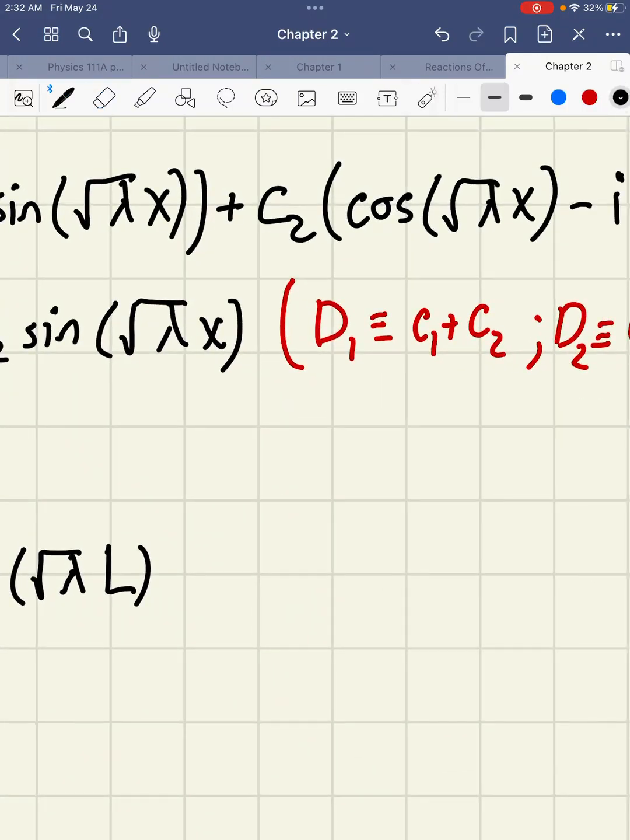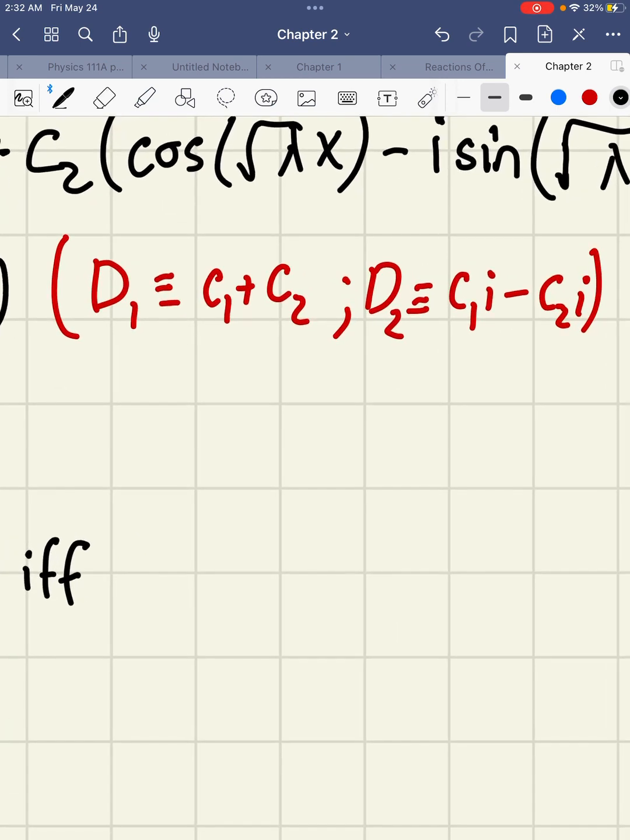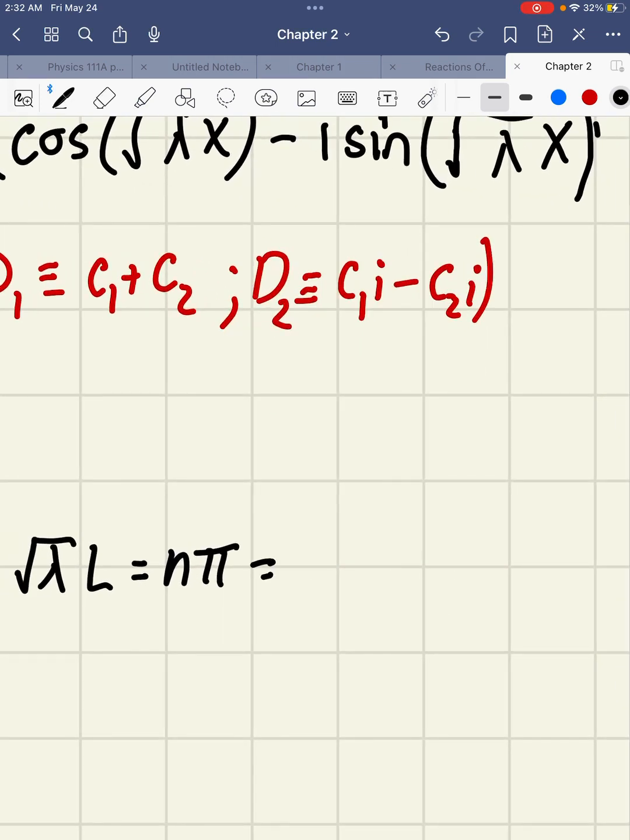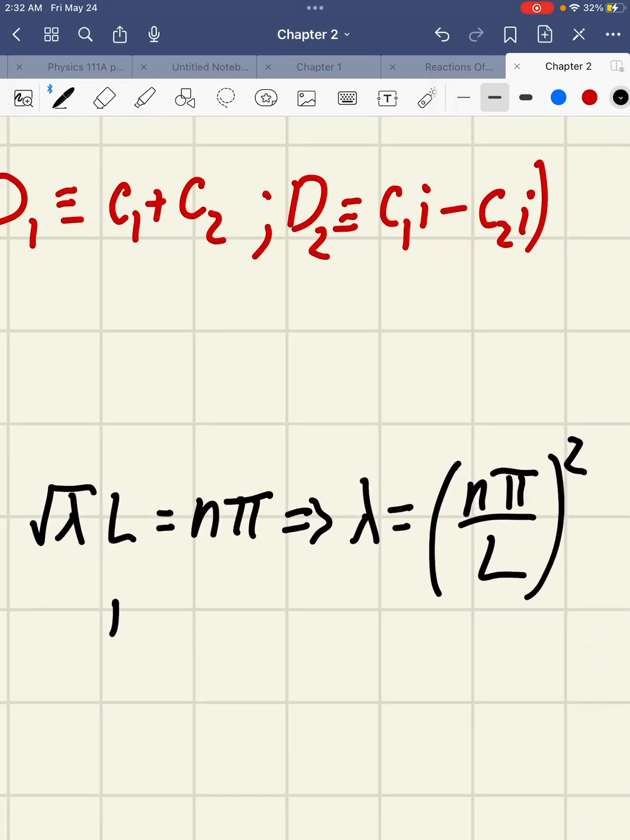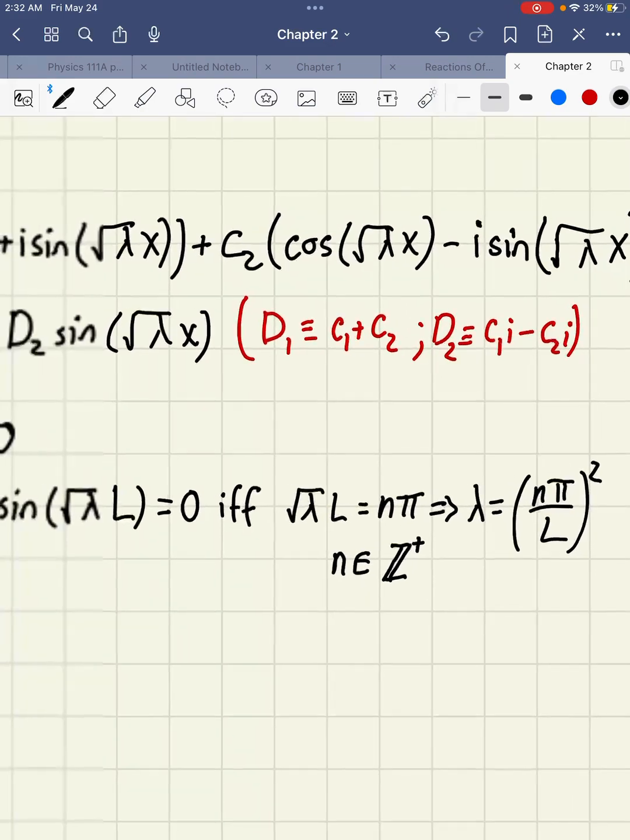Now, this is equal to 0 if and only if my square root of lambda times L is equal to an integer multiple of pi, and therefore my lambda is equal to (n pi over L) squared. And you also have to indicate that n is a positive integer. In the future you don't have to consider this, because in the final result you will see why I have to accept positive integers.